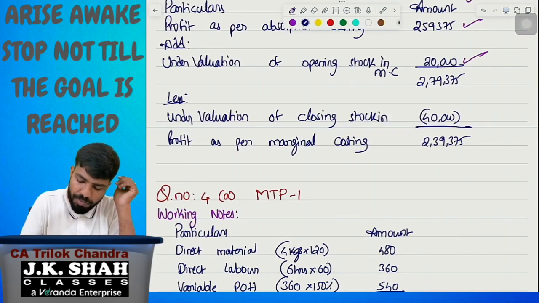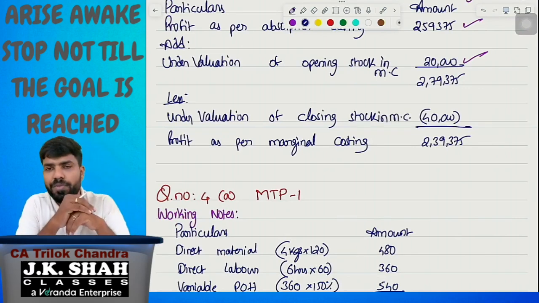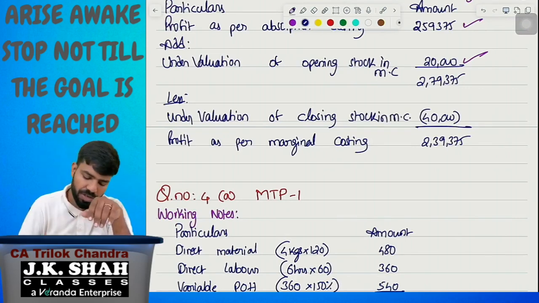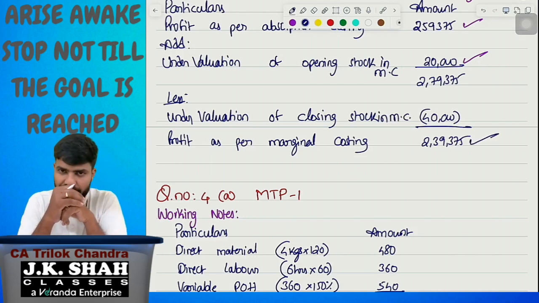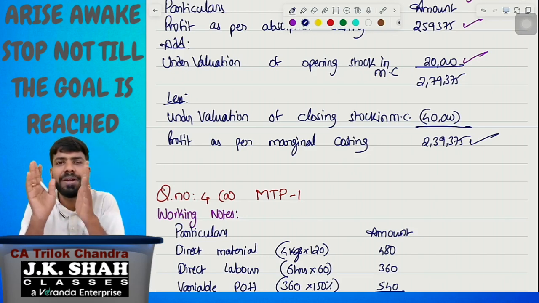Undervaluation of closing stock in marginal costing system, 40,000. If you net off the 2,39,375. Are you understanding? So this is about the study material question.